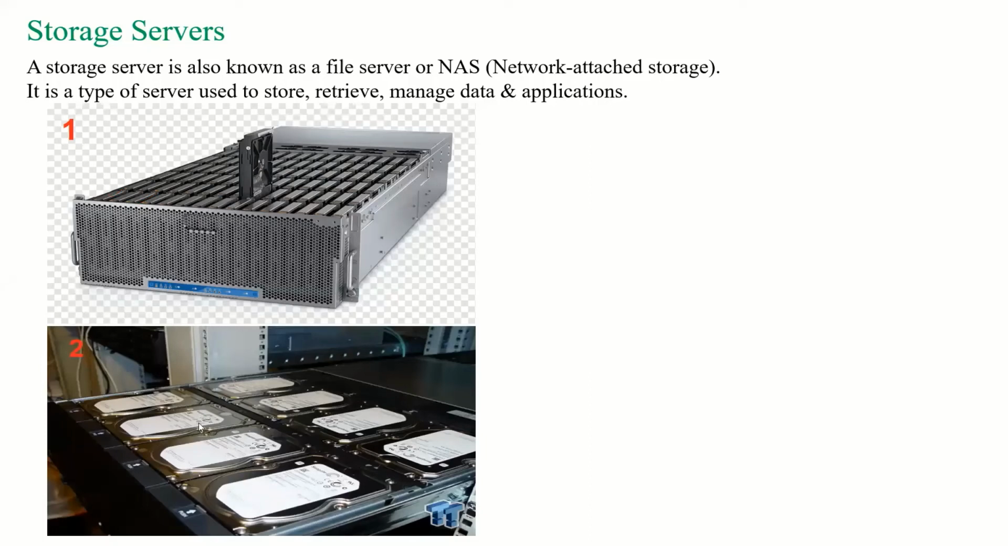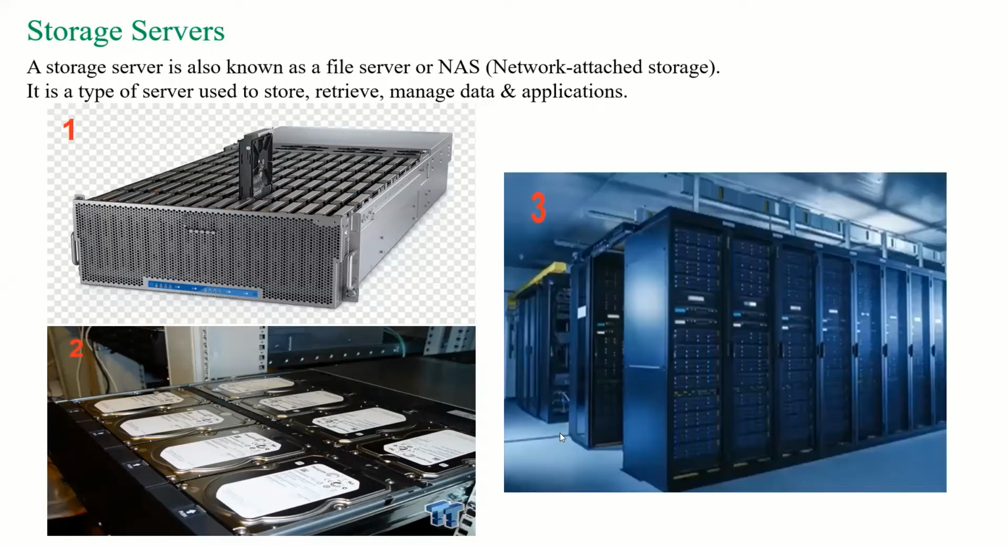The second picture represents the storage rack. And in the third picture, you can see the racks placed one above the other. This is one rack, this is rack number 2, rack number 3, number 4. Each of them has 90 hard disks of 20 terabytes in size. This entire thing is one unit, one storage server.